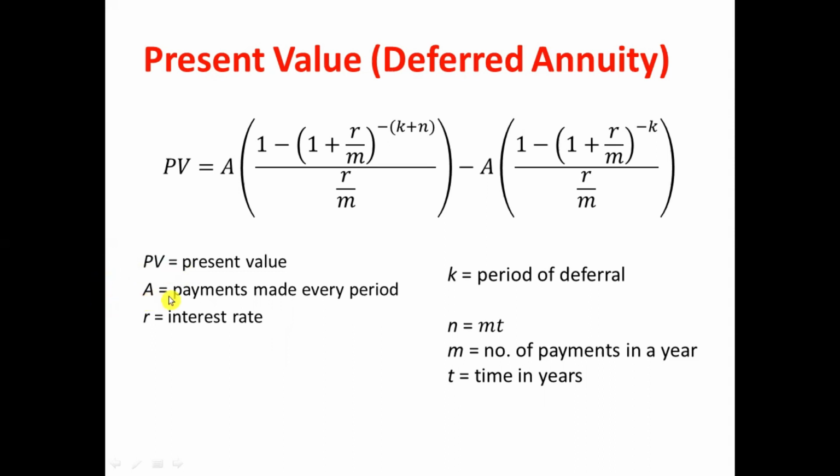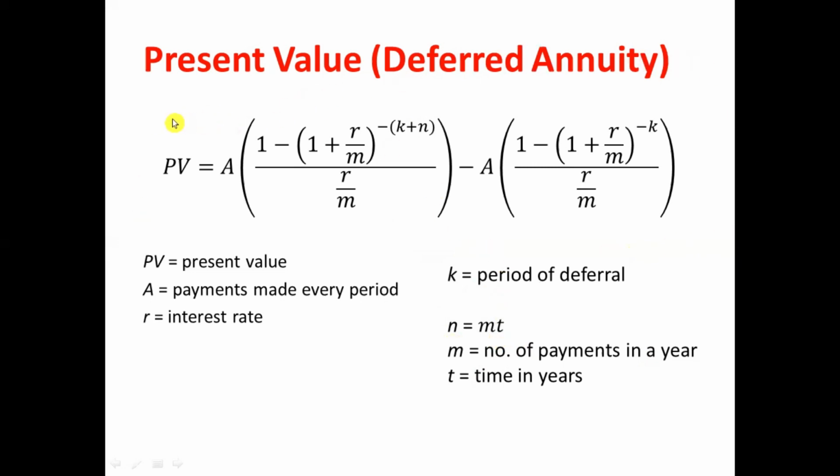And the same, present value is equal to the payments made every period, and r is the interest rate. However, we have k and n. So what is k and n? Instead of m and t, we now have k and n. So k is the period of deferral. Again, the period of deferral is the time between the first application of interest and the first payment. So it's basically the gap between the interest time and the first payment. And then n is placed here where we previously had other terms. So we need to multiply the number of payments in a year and the time in years to get n.